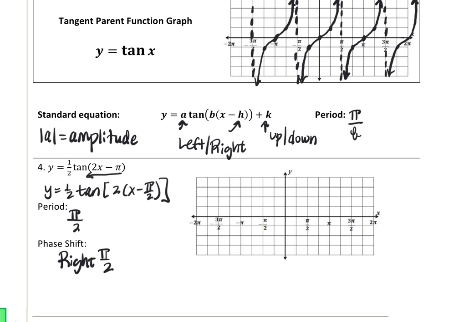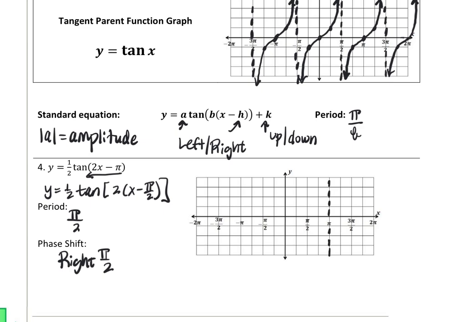Alrighty, so now let's look at this. We know that the asymptotes are generally at the pi over 2's. But since we're going right pi over 2, normally it would be here, I have to go right pi over 2. Well, that's just going to put us here, right? There's our first one.